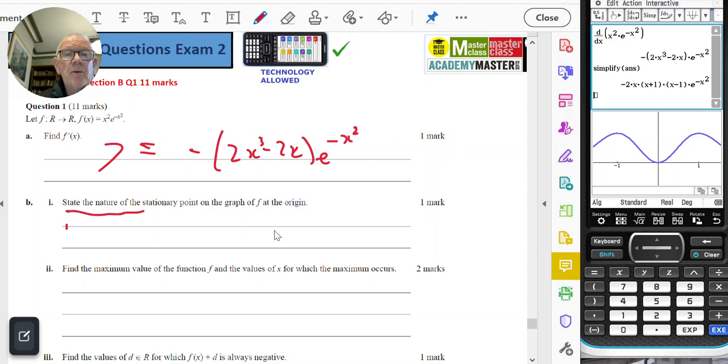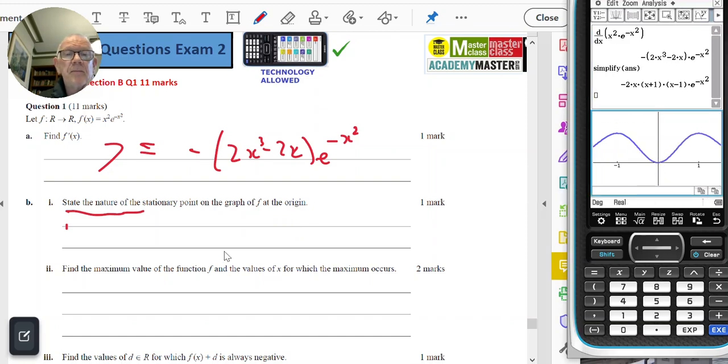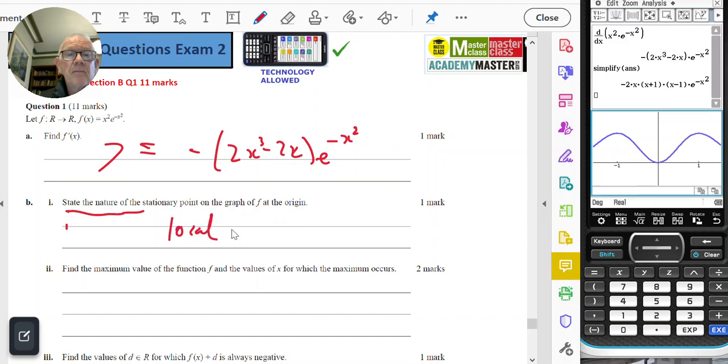State the stationary point of the graph at the origin. Well, it's a minimum. It's 1 mark. Minimum, local minimum is going to give you the mark.